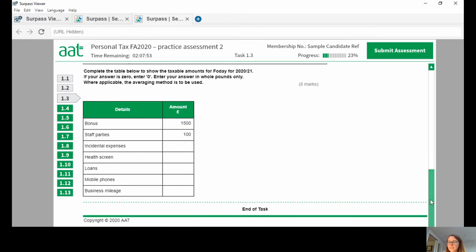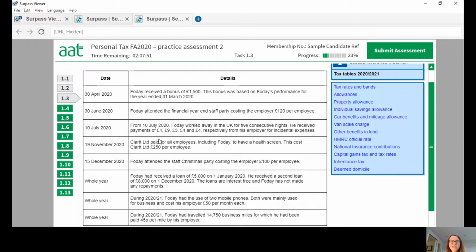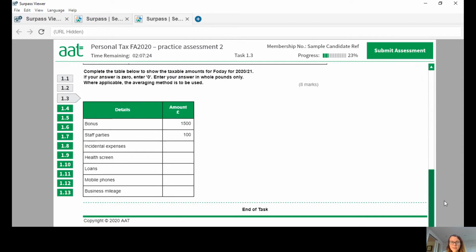Right, incidental expenses. So the rule around incidental expenses is it is an average of £5 per night. So the fact that one is 9 isn't necessarily a problem if we find the average. So if we do 4 plus 9 plus 3 plus 4 plus 4, divide it by 5, that actually comes out at £4.80 on average per night. So that is absolutely fine because it's £5 you're allowed on average per night. So that will be fully exempt, 0.